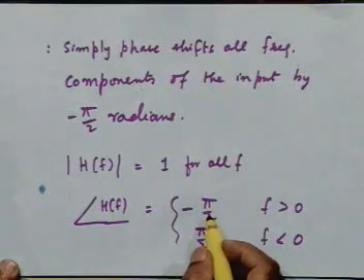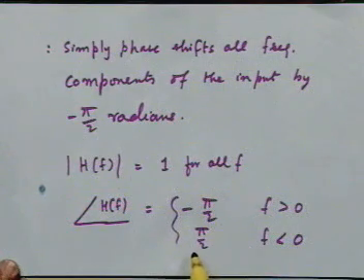So why are you saying it to be minus pi by 2? It's pi by 2 for f less than 0. You see, real signals will have both positive frequencies as well as negative frequencies. Every real signal will have a positive frequency component and a negative frequency component. The positive frequency components really get phase shifted by minus pi by 2, the negative by pi by 2.